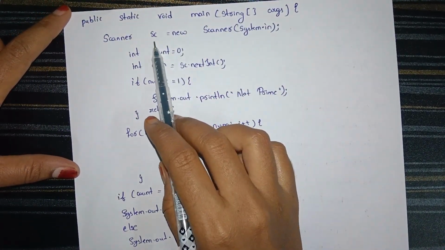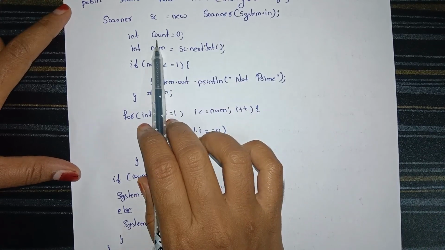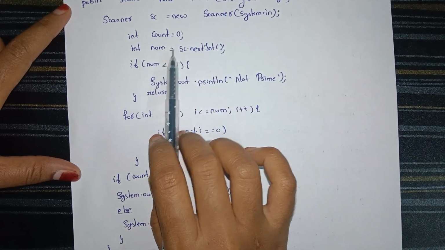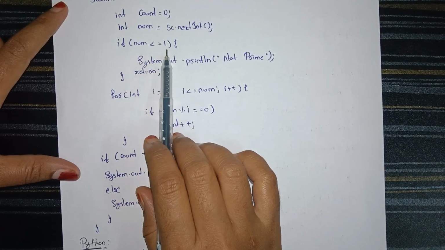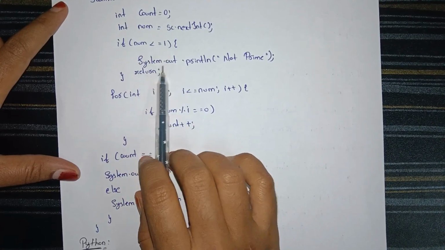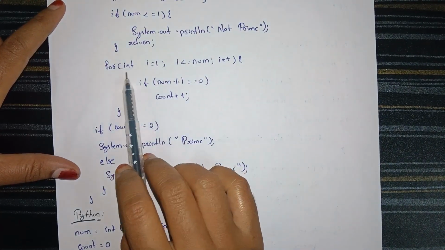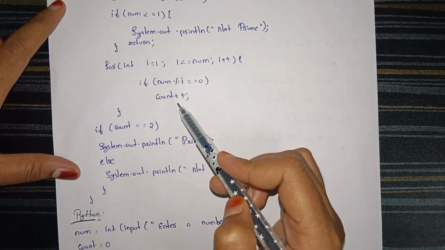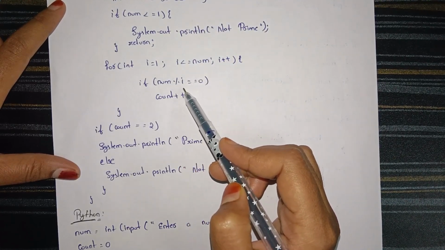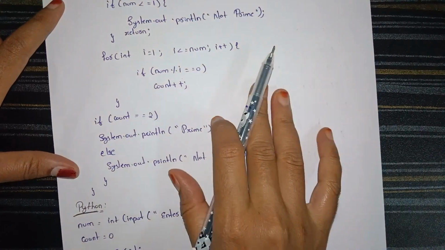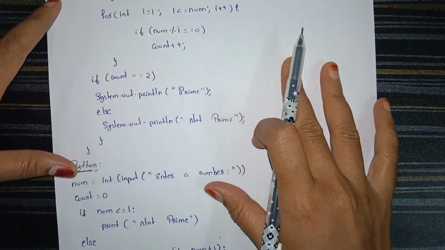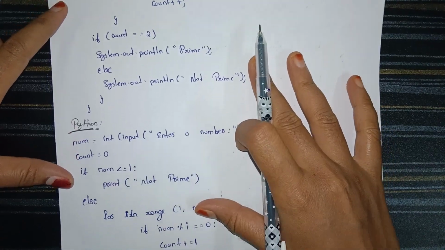Scanner sc, here we are declaring an object. Count is initialized to 0. num = sc.nextInt, that means we are accepting the integer from the user. If num is less than or equal to 1, it is not a prime number. Next, again we are running the same for loop for increasing the count value if it is divided by that number. If count is equal to 2, then it is a prime, otherwise it is not a prime number.